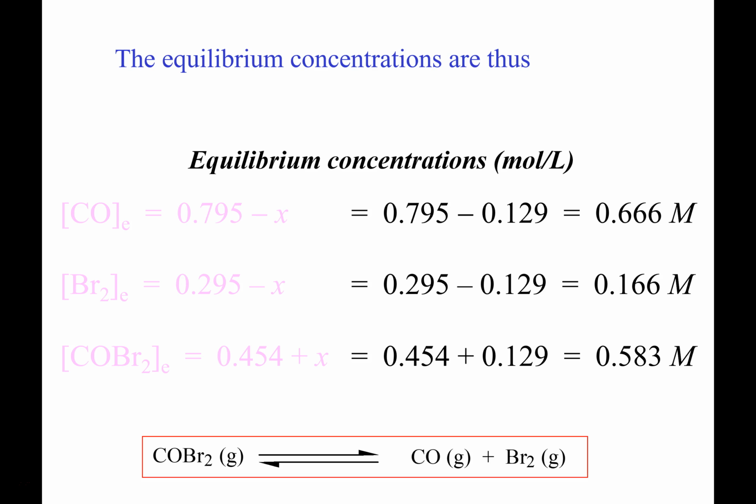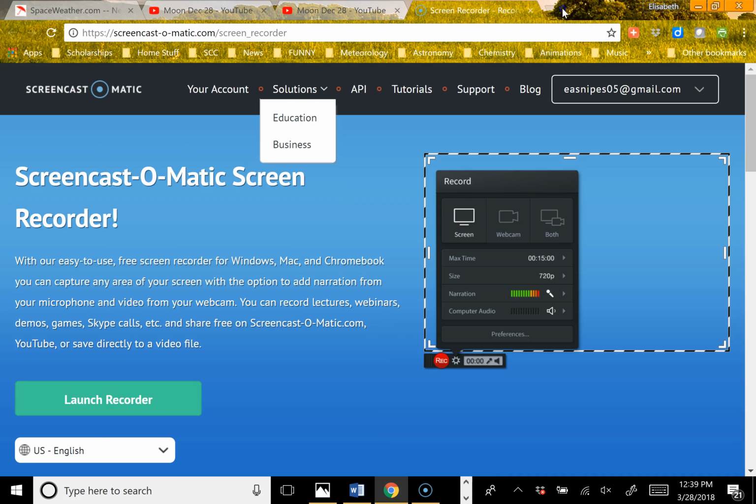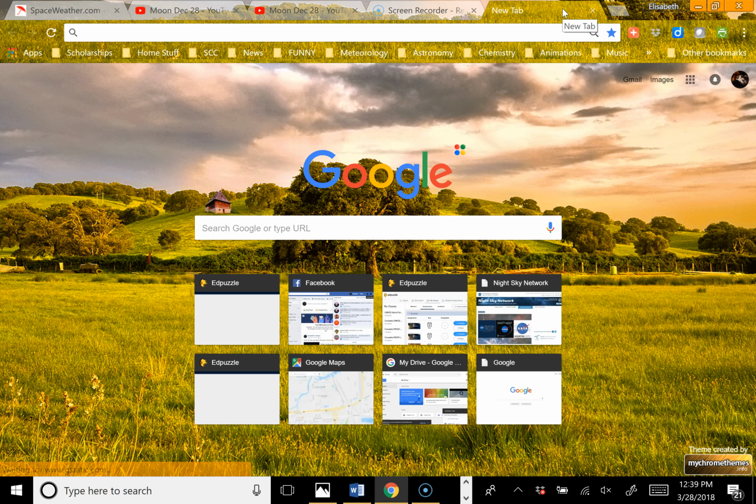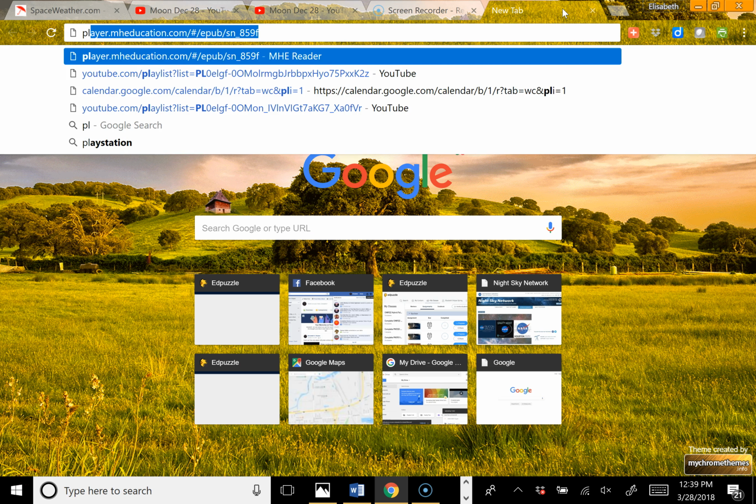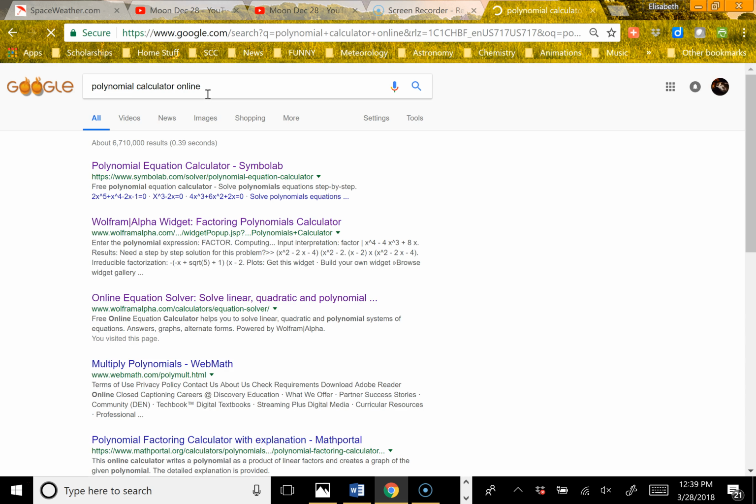But before I let you go, I do want to show you your options out there on the internet. I mentioned Wolfram Alpha. They've got a lot of neat science things. Let's see, what did I Google? Polynomial solver. Polynomial calculator online. And you can kind of see where I visited some of them because they're a different color. They're kind of purple instead of blue.